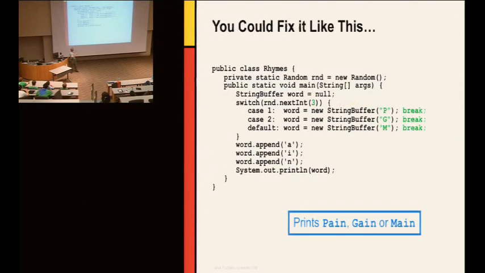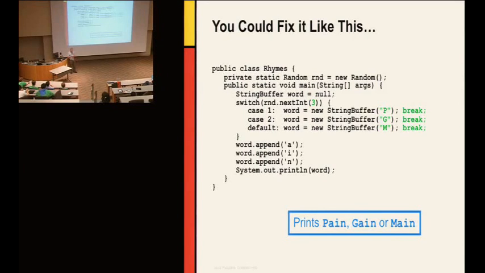So how do we fix it? Well, we fix the 3 bugs. First thing we do is we change it to 3. Then we use double quotes to use the ordinary constructor that we all know and love that takes a string. And finally, we put breaks. So this program will print out pain, gain, or main with equal likelihood.